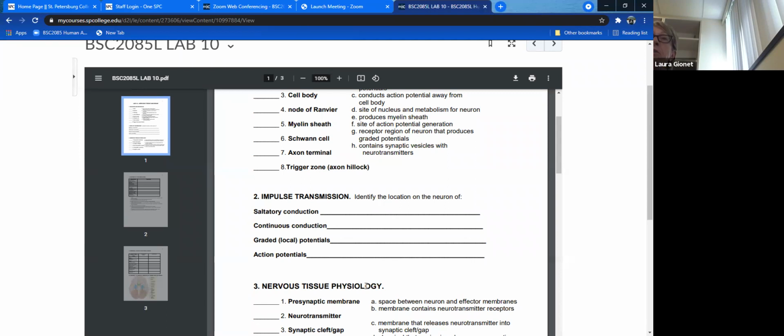Okay, then we have graded potentials and action potentials. All right, so we talked about that a lot in lecture class. We talked about what's happening, and how you can tell whether it's a graded potential or an action potential. And we defined some characteristics about them as well as where they occur. Right? So on dendrites and possibly a cell body, that's where graded potentials occur. Action potentials occur on the axon, either by saltatory conduction or continuous conduction.